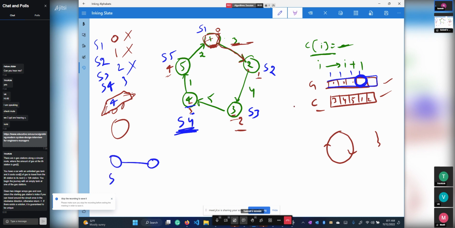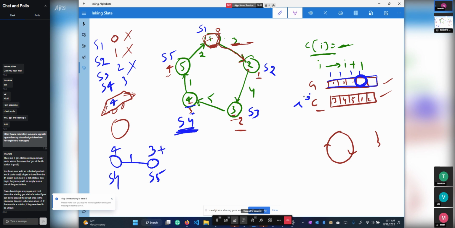Now let's draw a different diagram. We started at station 4, and you put all 4 in your car. By the time you reach station 5, you consumed 1 gallon, and how much is left? 3. Now at station 5, take all the gas available. You have unlimited space, so you can take the entire gallons available in that station. There is no other customer.